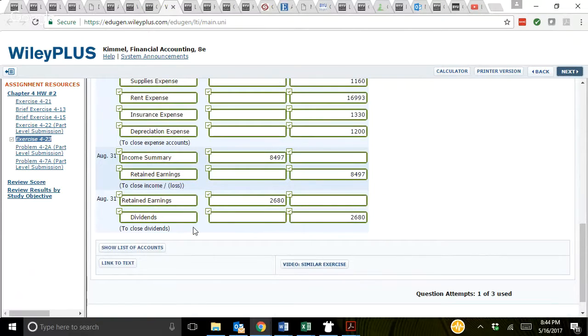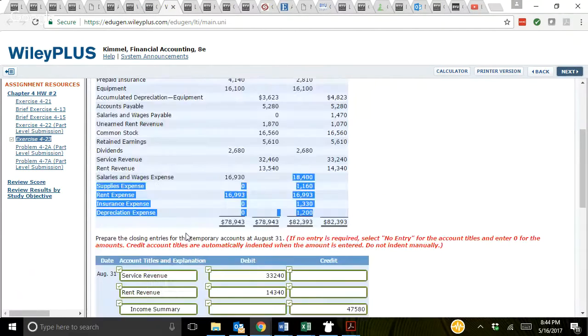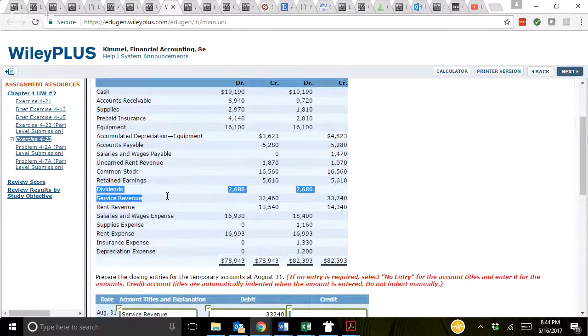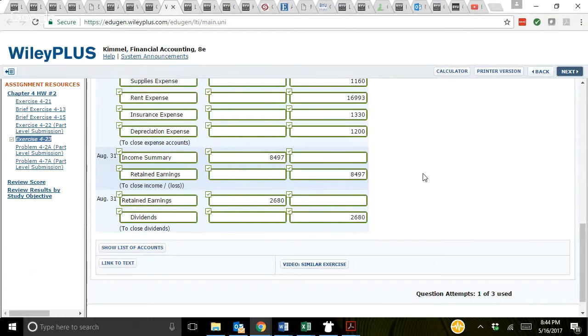The last thing we want to do is close out dividends. We come up here and see that dividends were paid, and there was no adjustment here, but again, we're just looking at the adjusted side anyway. We had dividends of 2680. How do we close out dividends? We credit dividends 2680, which is going to show up in retained earnings as a debit of 2680. And this is what this problem is asking for.